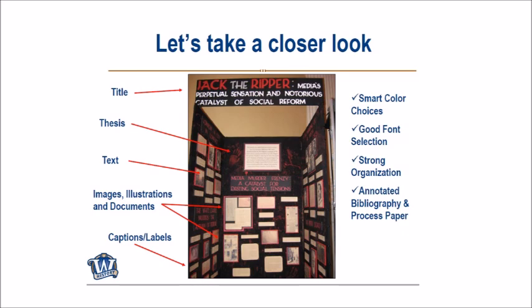So this is a very, very good exhibit in terms of organization. And I would highly encourage you to try and follow this as much as possible. Notice they also praised it because they said smart color choices, red and black. That's great for Jack the Ripper, right? He's operating at night. It's dark. There's blood. It's red. Good font selection. The fonts bring you in. They are evocative of a different time period, but you can still read them. Again, the organization is strong here. And this person did include their annotated bibliography and process paper, though that's not necessary for this class.